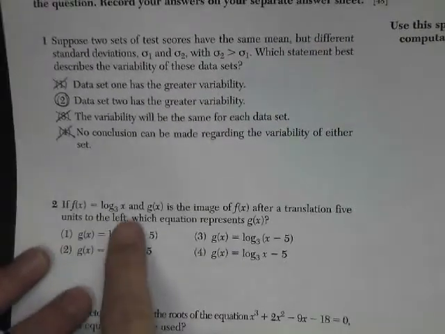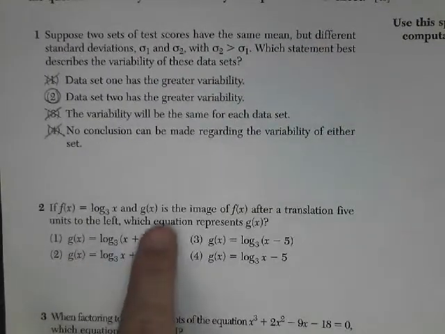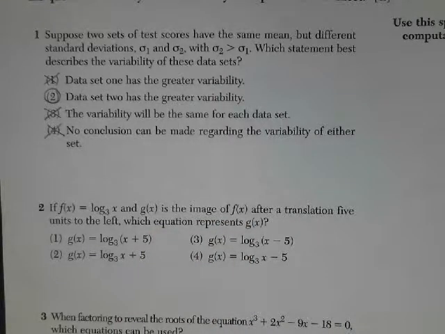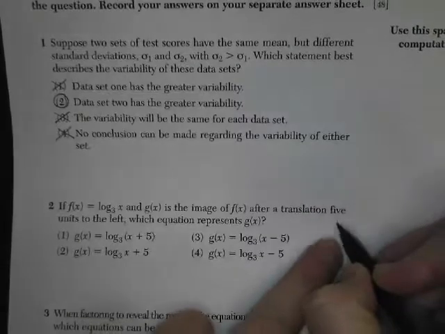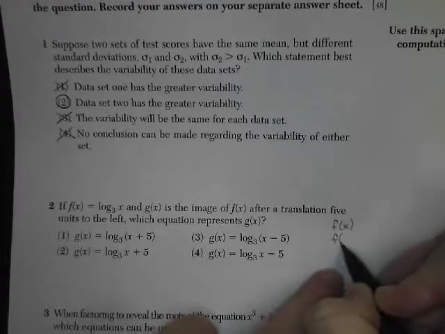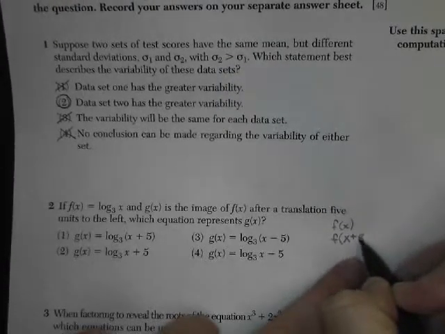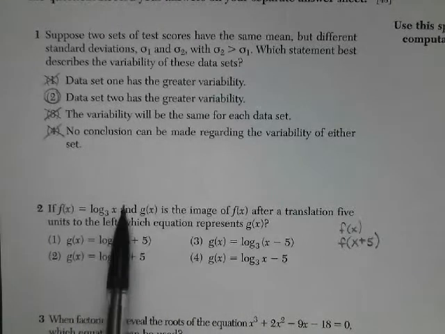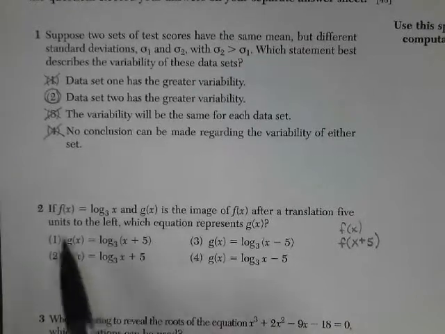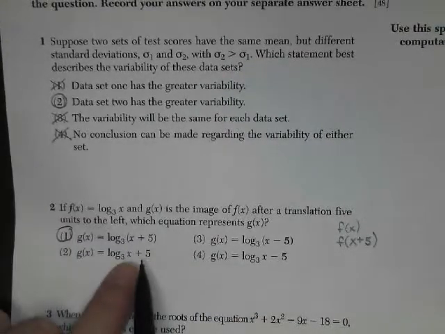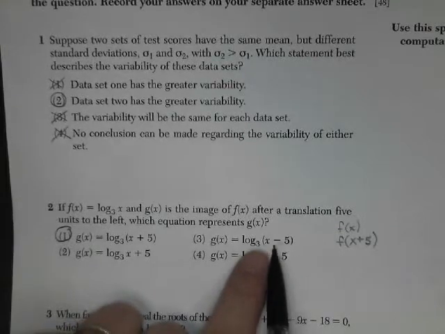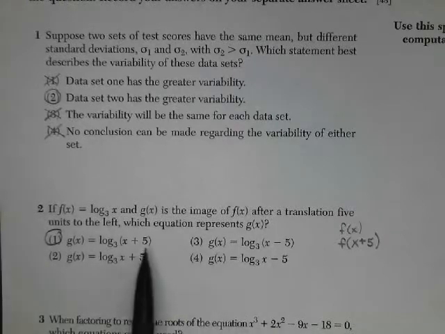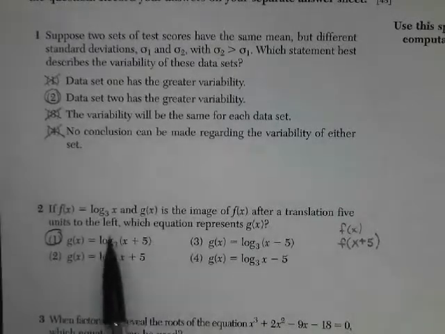Number 2, we have a log parent graph with a base of 3, and then g of x is going to be the image of it after a translation 5 units to the left, which is just basic transformation stuff. If you have an f of x, then 5 units to the left is going to be f of x plus 5, where the x plus 5 is plugged in. So it'll be log base 3 of x plus 5, option 1. This one would be a vertical shift up 5, this would be a shift right 5, and this would be a vertical shift down 5. Remember, all things horizontal happen backwards, so even though plus 5 would seem like it's to the right, it's actually to the left.